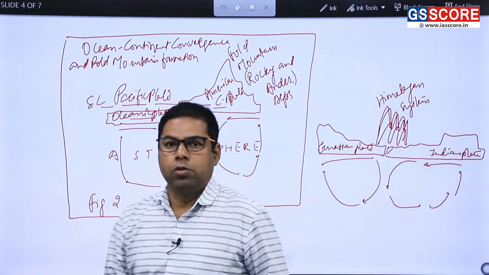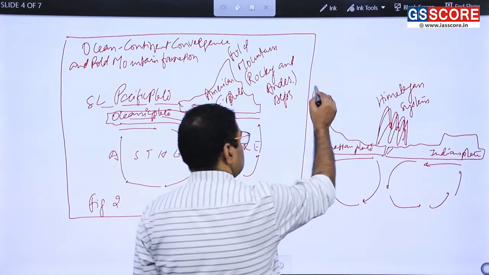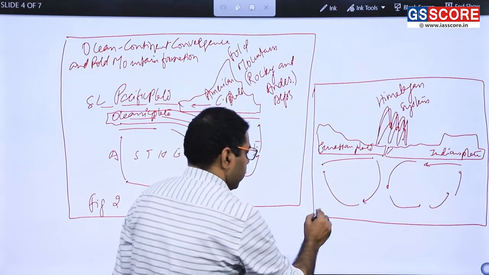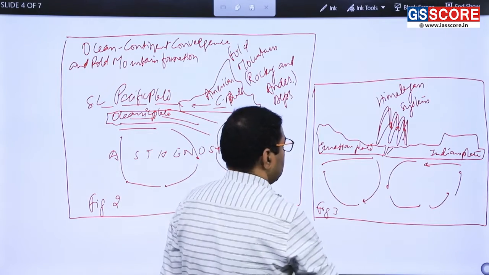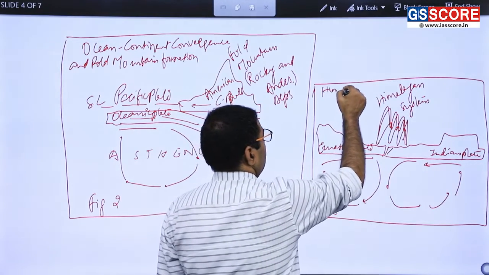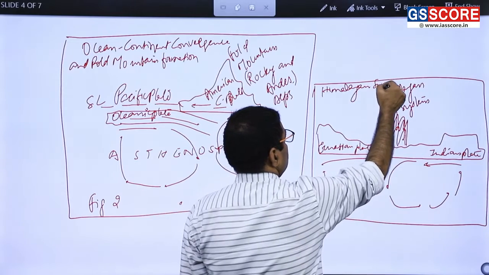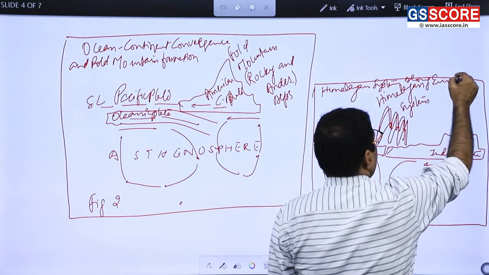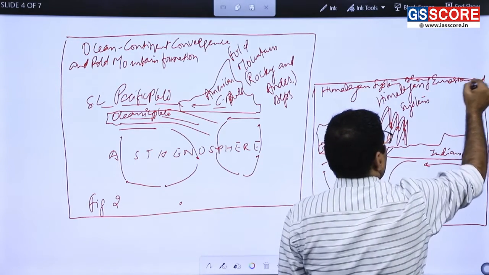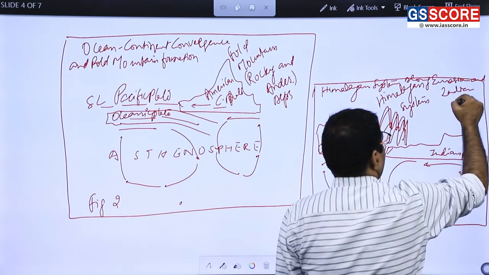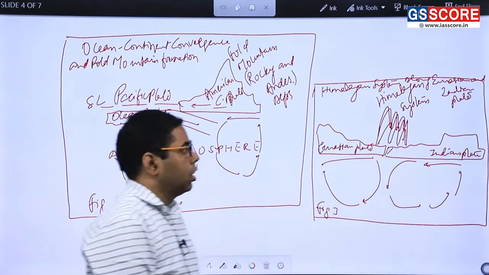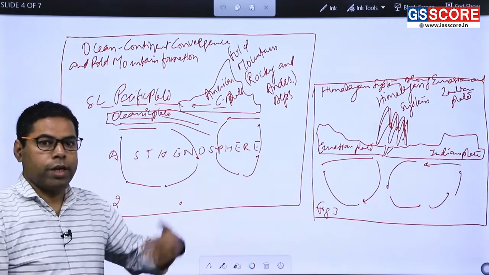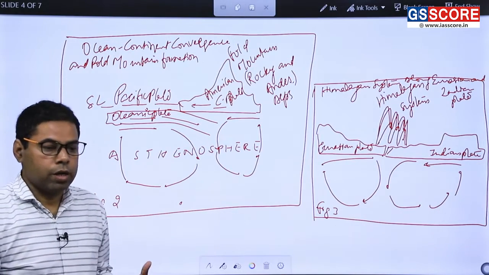right? So this way you can explain the formation of the mountain system along the margin of continents, right? This is figure 3. Here is the Himalayan system along the Eurasian plate and Indian plate, right? Along the Eurasian and Indian plate, right? So these two diagrams you can explain in that manner, right?